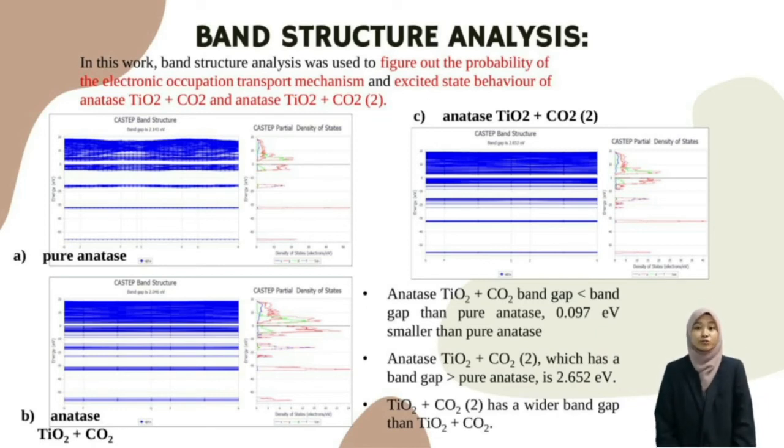Anatase TiO2 plus CO2 has a smaller band gap than pure anatase, that is 0.097 electron volt smaller than pure anatase, compared with anatase TiO2 plus CO2, which has a band gap even larger than pure anatase, at 2.652 electron volt. TiO2 plus CO2 has a wider band gap than TiO2 plus CO2. The wider the band gap, the greater the mass of the electron. This means that there is a large forbidden gap in energy, preventing electrons from valence bands from jumping up into the conduction band and participating in conduction.